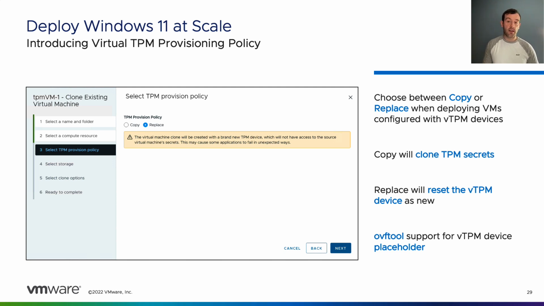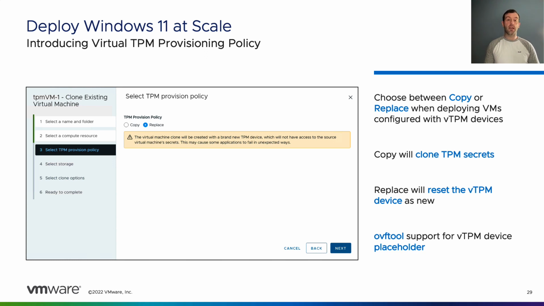In vSphere 8, vTPM devices can be automatically replaced during clone or template deployment operations. This allows the best practice that each VM contain a unique TPM to be followed, and therefore improves vSphere's support for Windows 11 deployments at scale. So it'll allow you to deploy Windows 11 from template, deploy large amounts of Windows 11 desktops, but ensure that each instance has a unique TPM device.